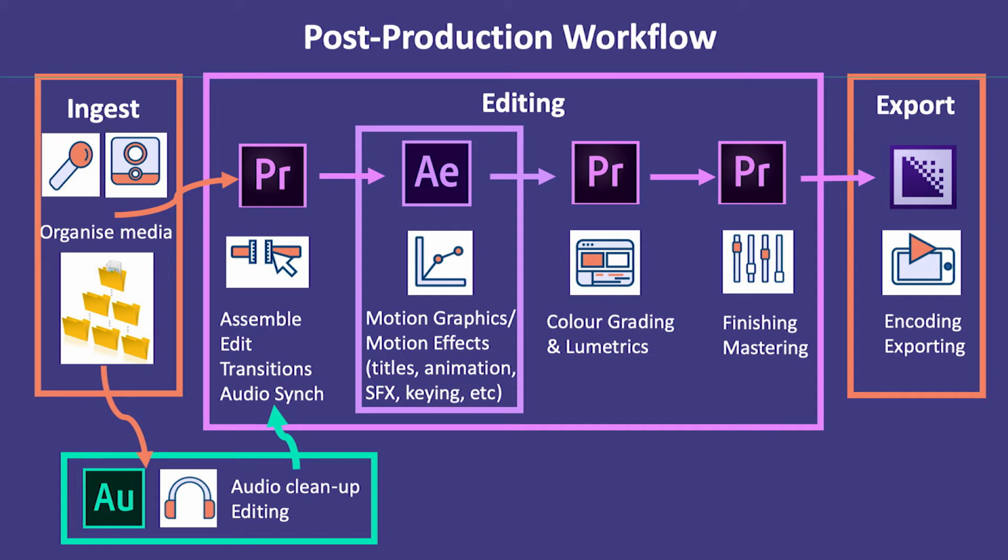Back in session 1, we looked at how we ingest media and organise it and import it into Premiere Pro. And then in Premiere we will assemble it, edit it, get all the transitions ready, sync up the audio. And then we could ship it into After Effects, where we could add motion graphics, titles, animation, and all the other sort of effects. And then back into Premiere Pro for colour grading and the metrics, and then finishing, the mastering and then export. So this is just part of that process.